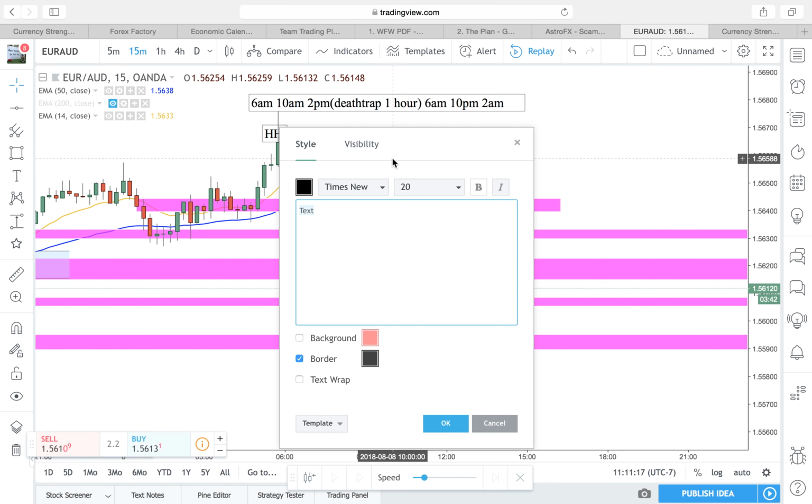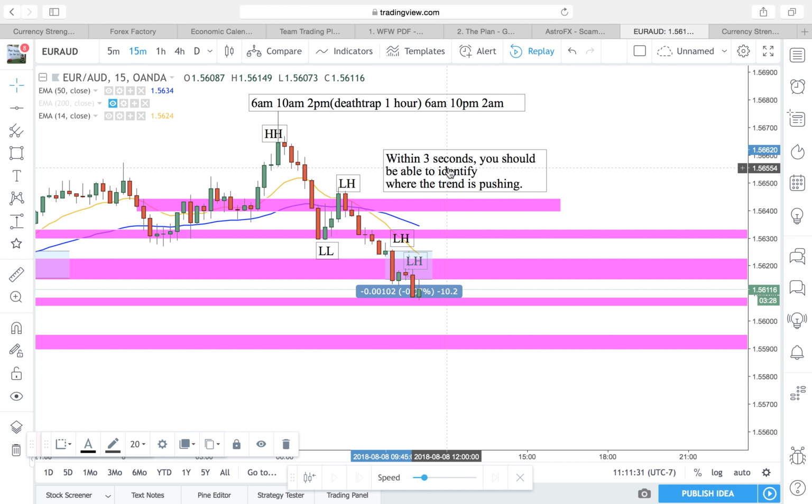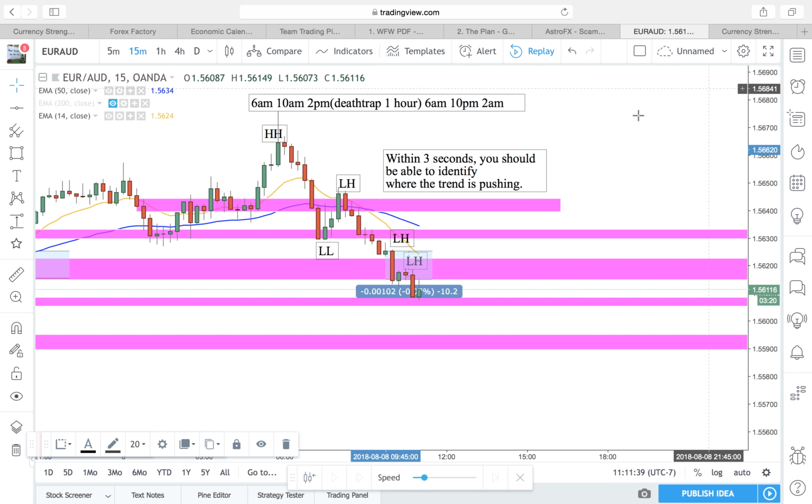Here's my little tip. Within 3 seconds, you should be able to identify where the trend is pushing. If you cannot identify within seconds where you're going, then you just don't trade. Because that is the type of confidence you need when scalping and the type of confidence you need when swinging.